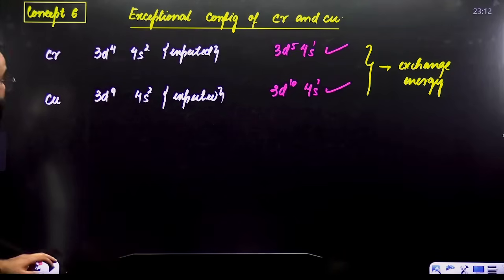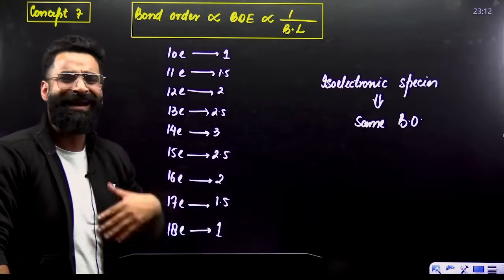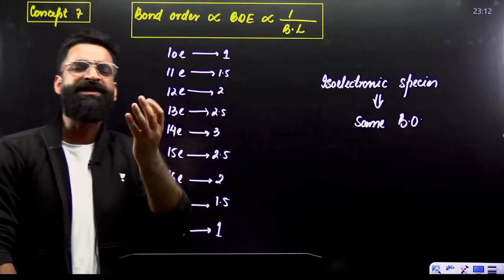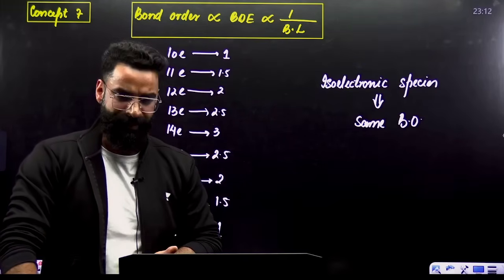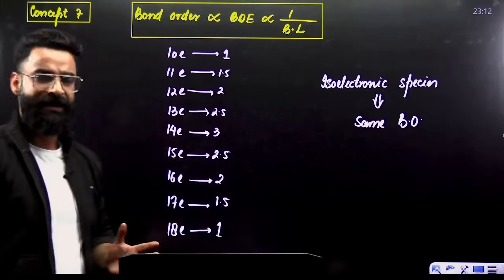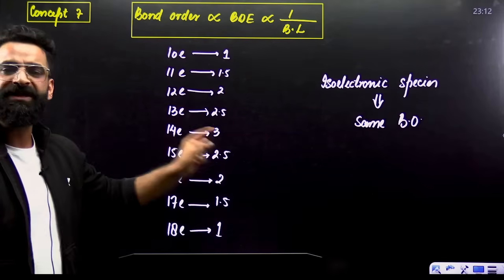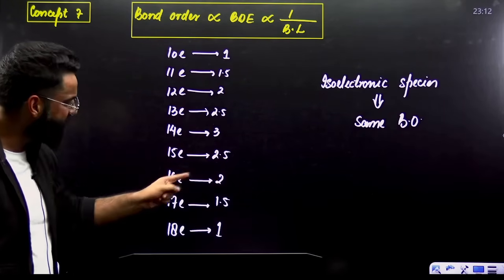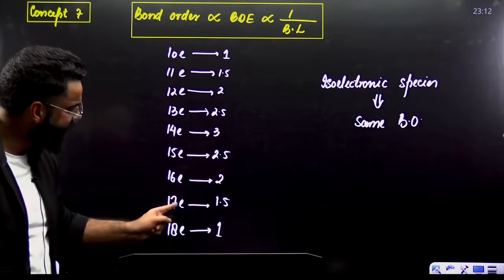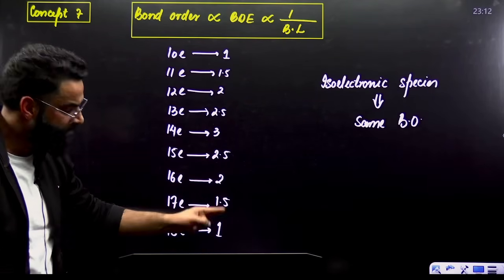Now, my dear students, the next concept is related to bond order. They'll directly give you a species and they'll tell you what is the bond order of this particular species. Now, you have to remember a few things. All the 14 electron species will have bond order 3. 15 electron species, 2.5. 16 electron species, reduced by 0.5. 17 electron species, reduced by 0.5. 18 electron species, reduced by 0.5.